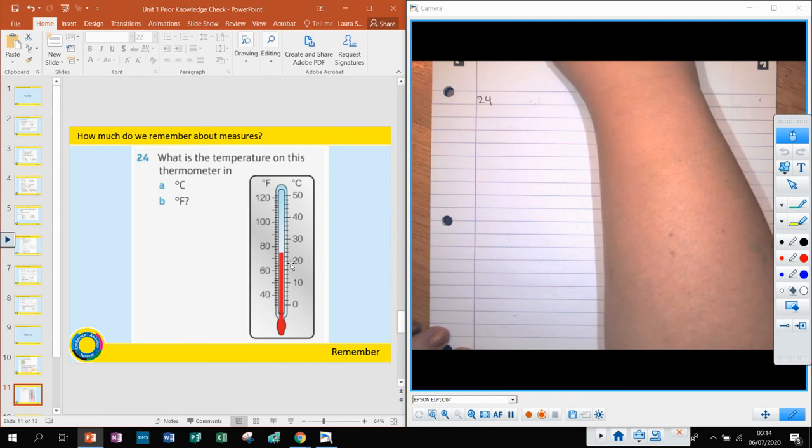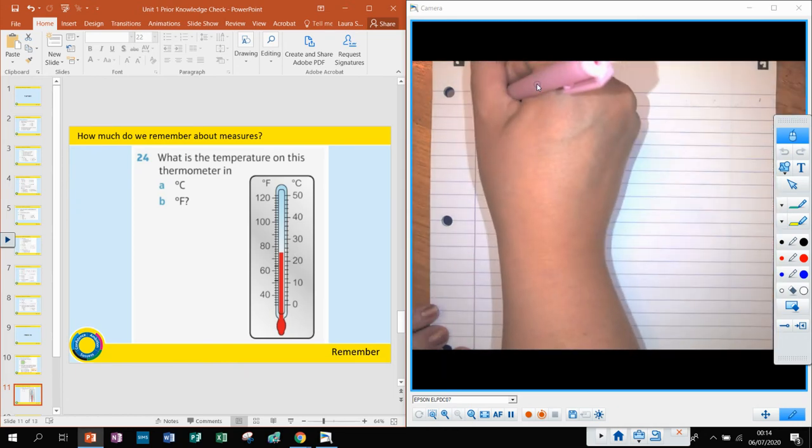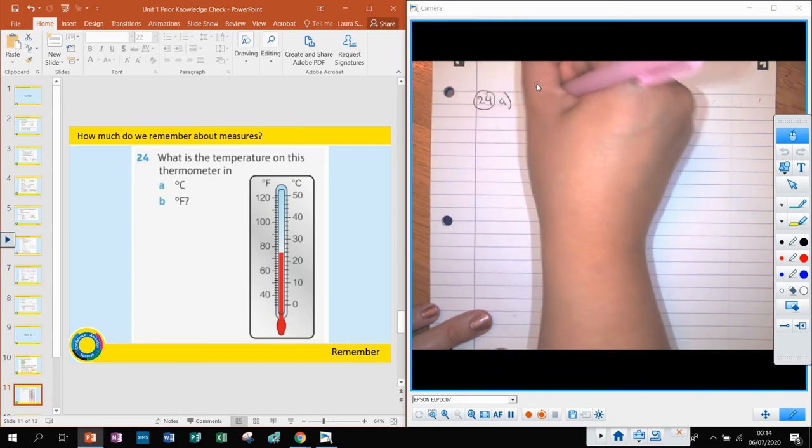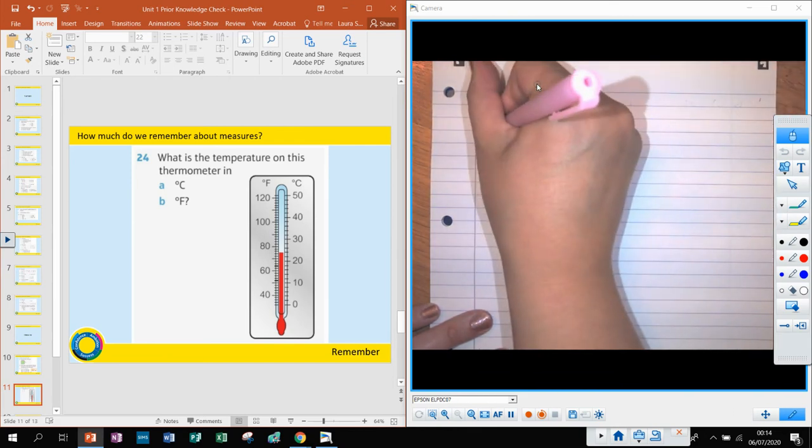So here, it looks like there's 5 sections between the 20 and the 30, which means that each little section, if that's 10, must be worth 2, because 10 divided by the 5 sections is 2. Now we have 22, then 24. So in terms of degrees Celsius, for part A, it's going to be 24 degrees Celsius.